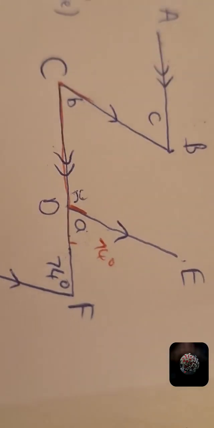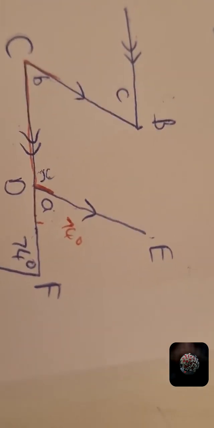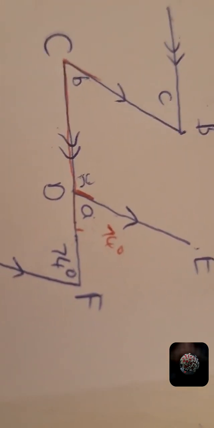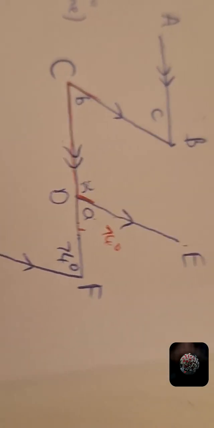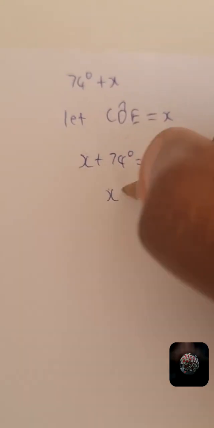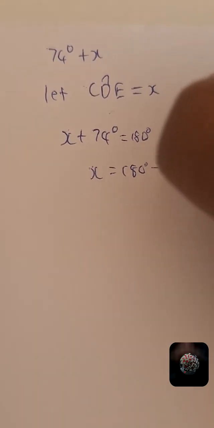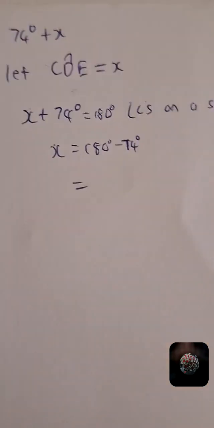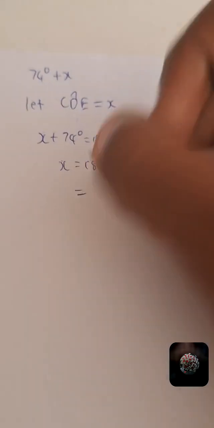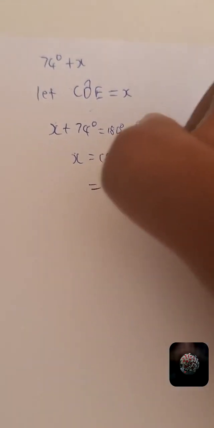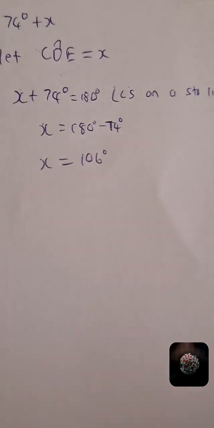The reason: angles on a straight line. So then X is equal to 180 minus 74. I don't have my calculator with me. No problem, 180 minus 74 will give us 106. Then I update the diagram with 106.